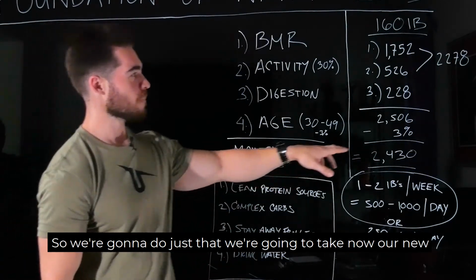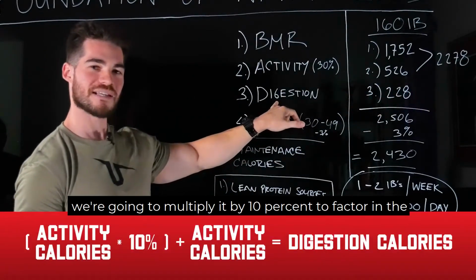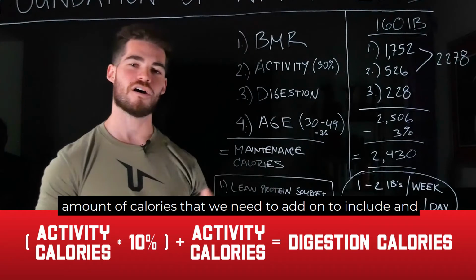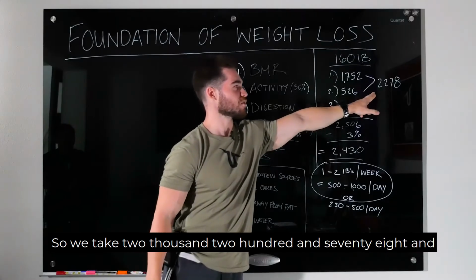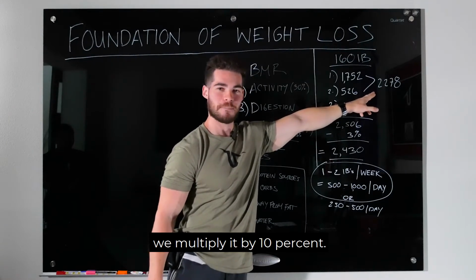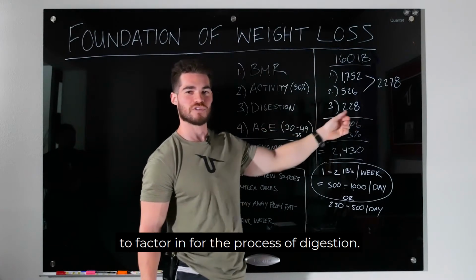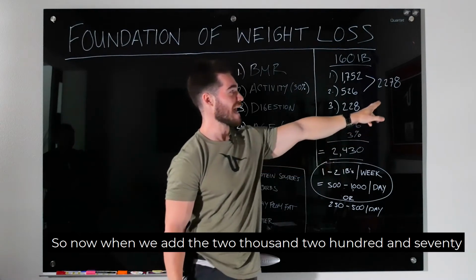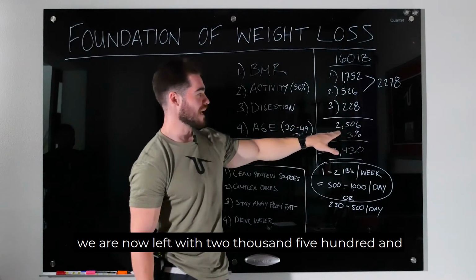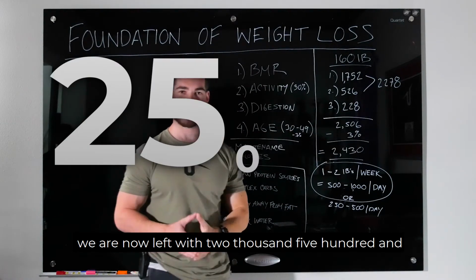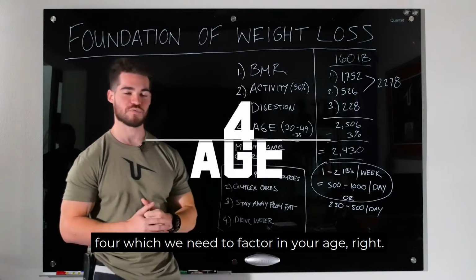We're going to take now our new number of 2,278, and we're going to multiply it by 10% to factor in the amount of calories that we need to add on to include and consider the process of digestion. So when we take 2,278 and we multiply it by 10%, we now get 228 calories to factor in for the process of digestion. So now when we add the 2,278 to the 228 for digestion, we are now left with 2,506 calories.